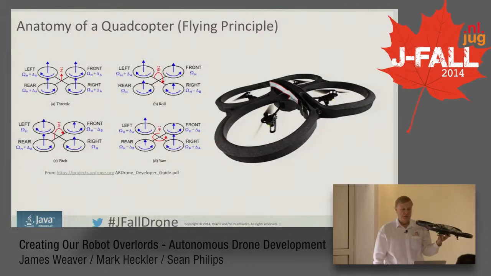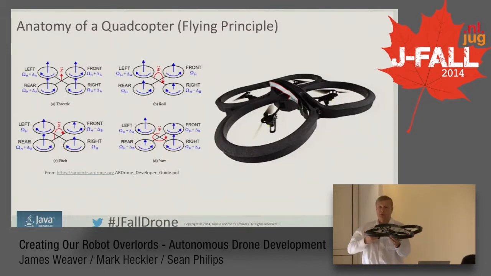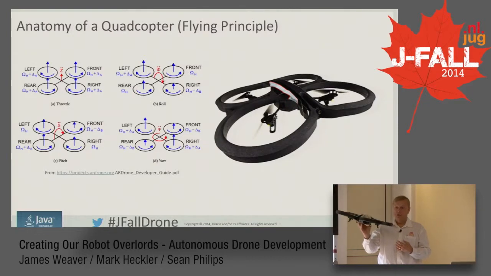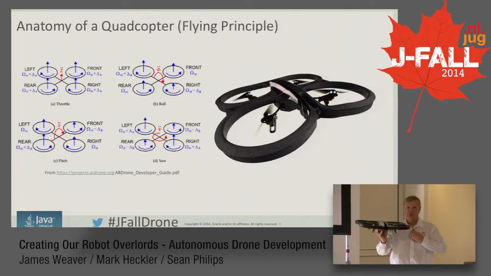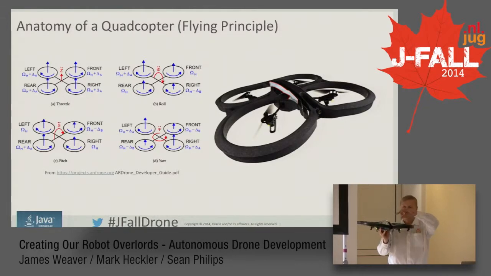So the flying principle: it's a quadcopter, of course, and if it wants to go on the yaw axis, then on two of the rotors, the opposing rotors, it will accelerate the torque, and that way there's more torque in one direction, and that way it will turn on the yaw axis. For pitch, it introduces more velocity on one of the rotors and less on the opposing one, and same thing with roll.